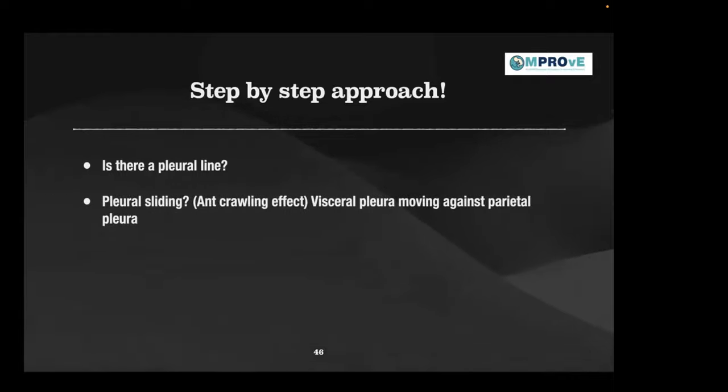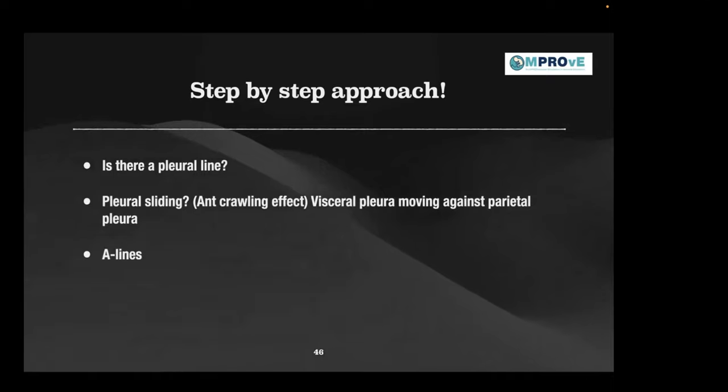So again, step-by-step approach of the lung ultrasound. I'm repeating myself a couple of times now. Is there a pleural line? Is there a pleural sliding, which is the ants crawling effect? And do we see A lines? Do we see B lines? Is there comet tail artifacts? So these are the questions you answer, and then, combined with the clinical background, you come to a conclusion.